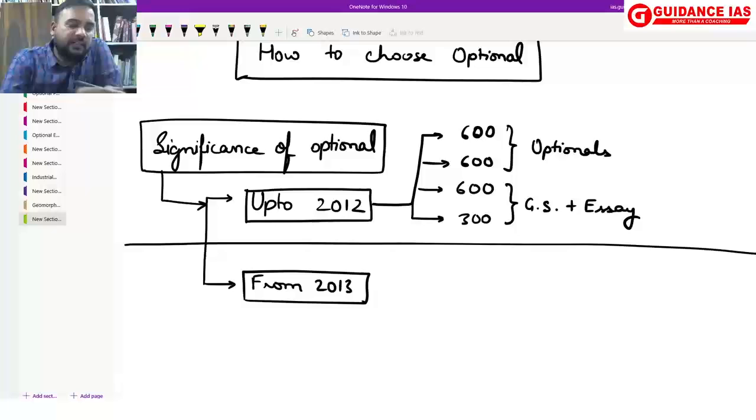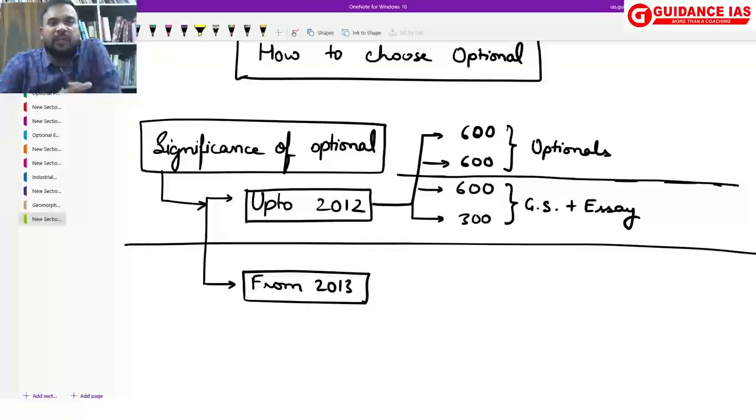Clearly you can understand that in this part, optional is a kind of area where you can predict. The syllabus of GS is very, very wide. Okay? The syllabus of general studies is very wide. So when it comes to making an exact prediction of the question in general studies, it is a very, very difficult task. Even if the same theme is in the news, so many varieties of questions can be asked.